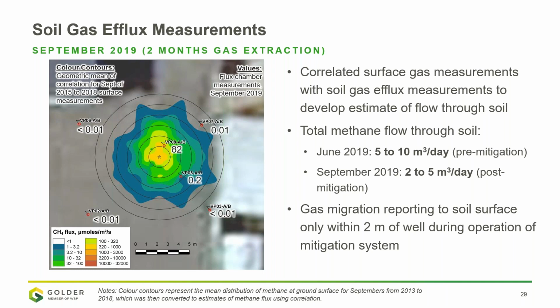But we still had some soil gas efflux. You can see there at BP08, close into the wellhead, where we still have a higher measurement. And then taking our correlation, we estimated that the total methane flow rate through the soil was about 2 to 5 cubic meters a day when the soil gas extraction system was operating. So it's reduced by about half, but still some methane was moving up through the ground closer into the wellhead. And we estimated it was only about within 2 meters of the wellhead during operation of the mitigation system.